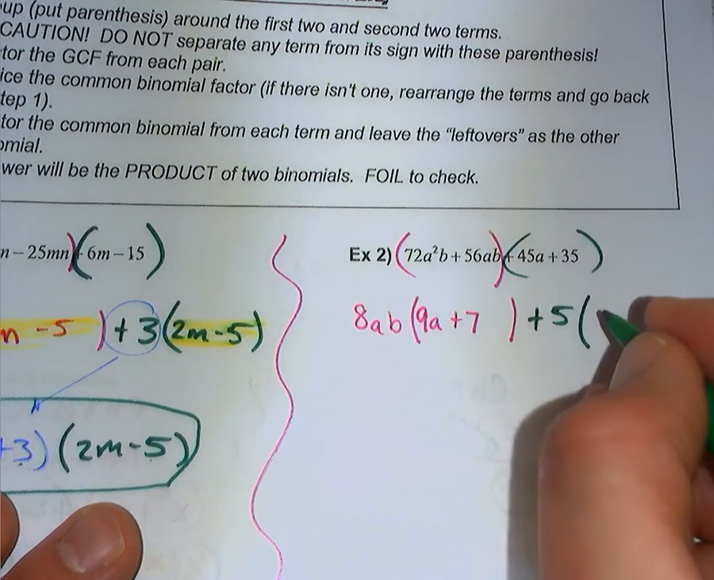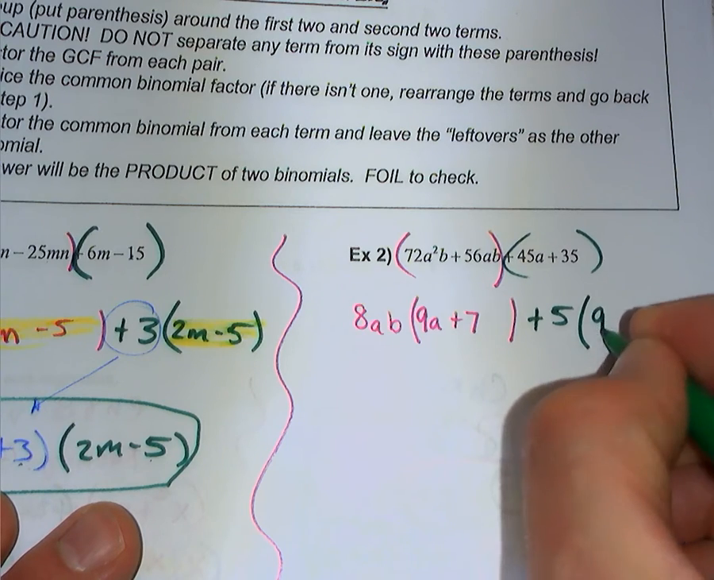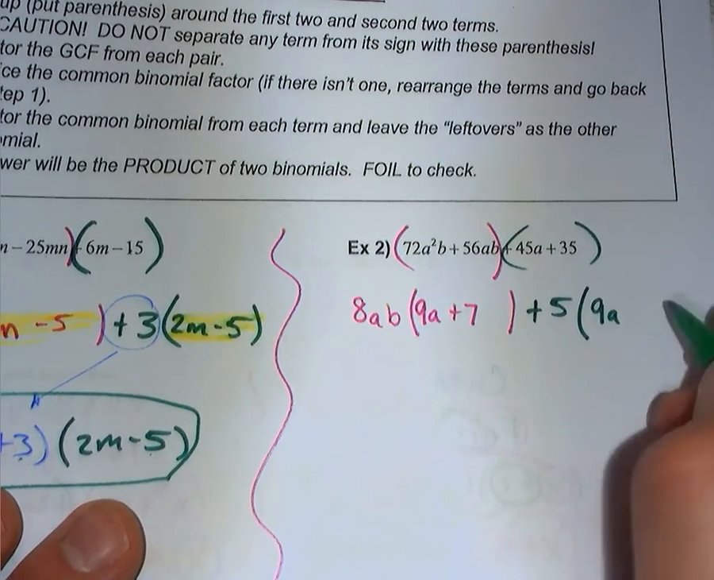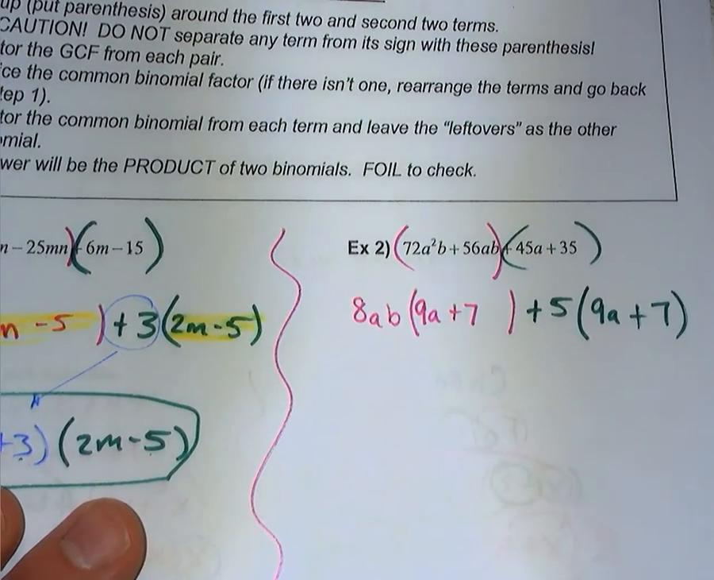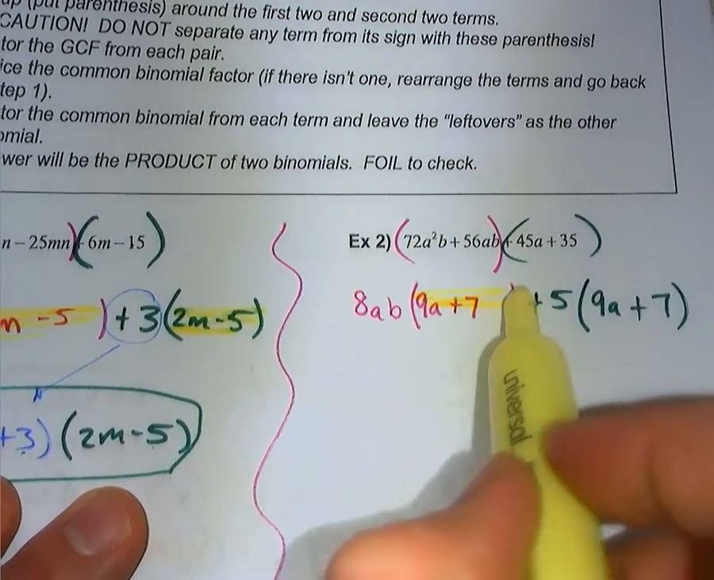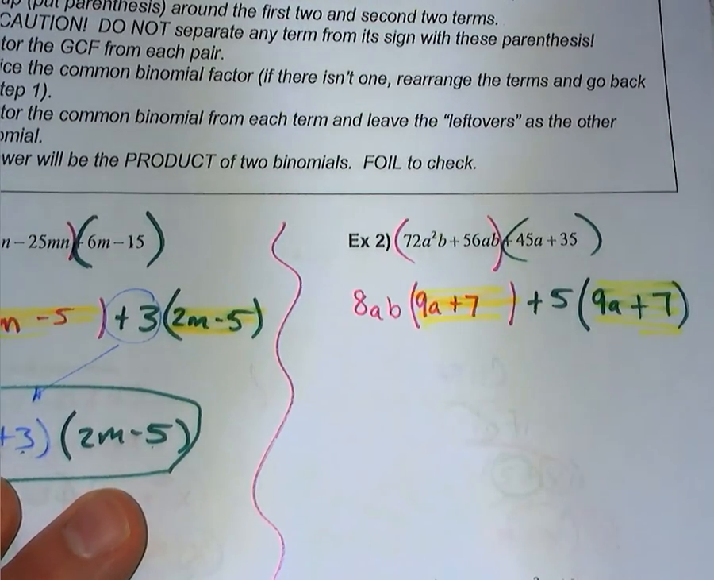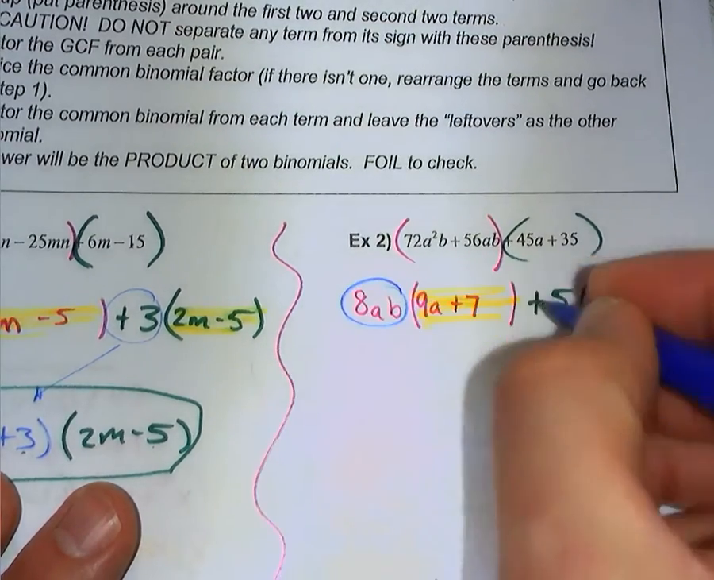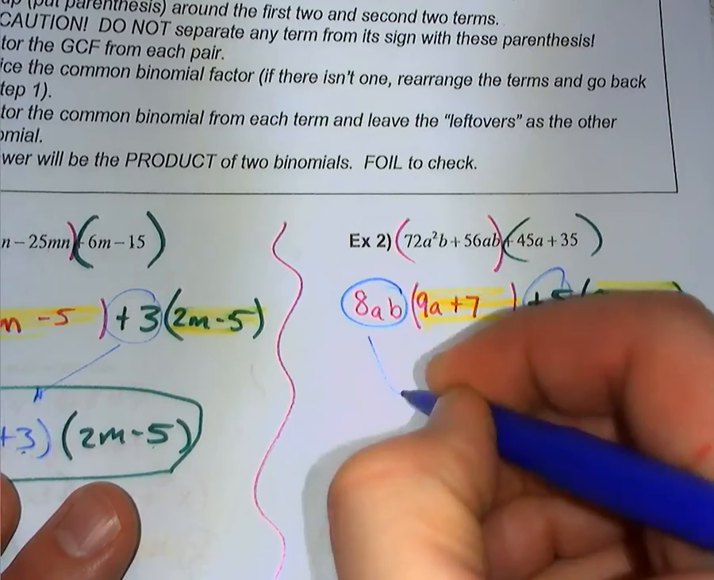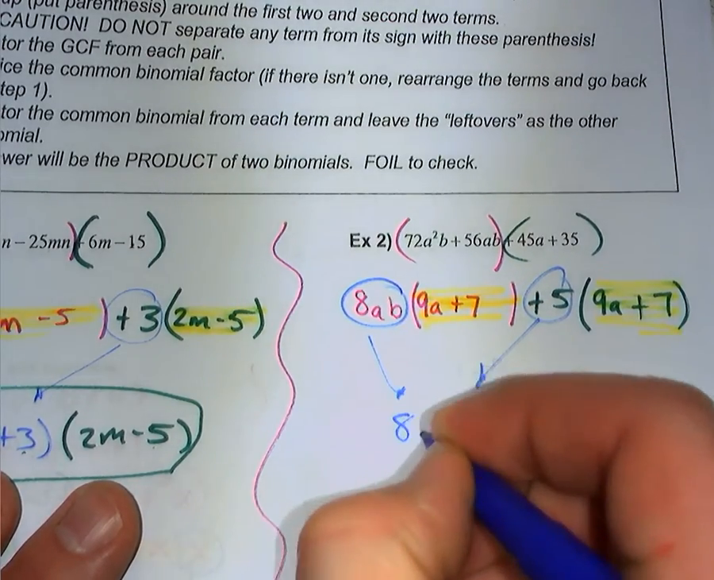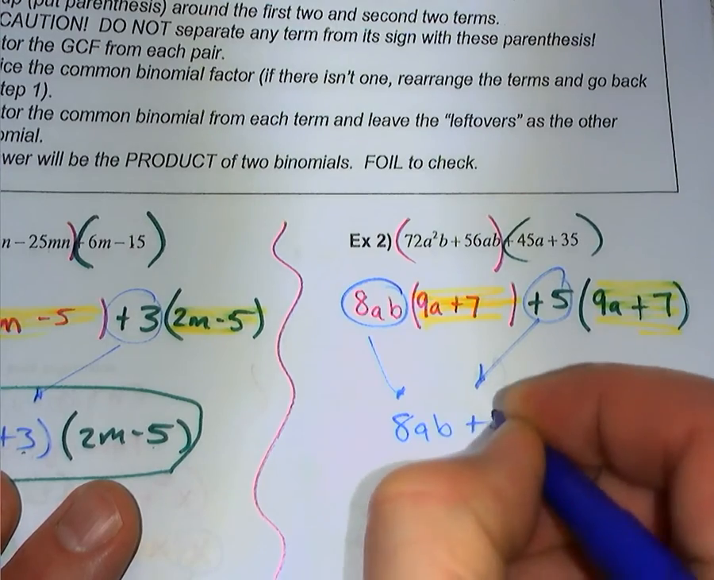What's 45A divided by 5, y'all? 9A. And then 35 divided by 5, isn't that 7? And that's what we want, right? We want these two quantities, when you factor out, to be the same. Once we know they're the same, then these guys here in front, put them together. They're teamed up. We have 8AB and then plus 5.